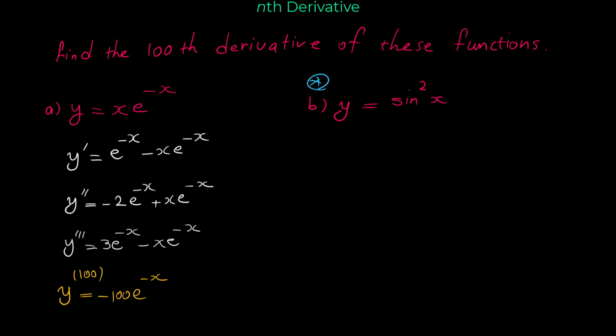Try to find the sign of x e to the negative x. Attention, here it is negative in the first derivative. In second derivative it is positive. Third derivative negative. So in the 100th derivative, the coefficient of x e to the negative x is positive. So we have plus x e to the negative x.